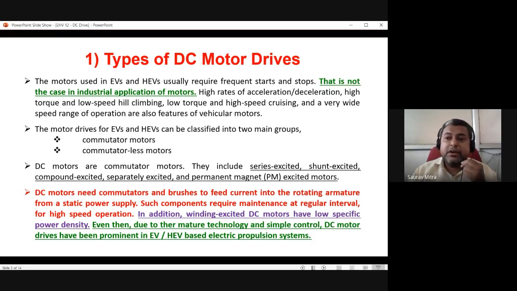Even with all the negatives, there are a few negatives: that is low specific power density, there is a power loss in the brush commutator, there is wear and tear in the brush commutator. Then also they are used as the main propulsion system in vehicles. So DC motors are preferred.